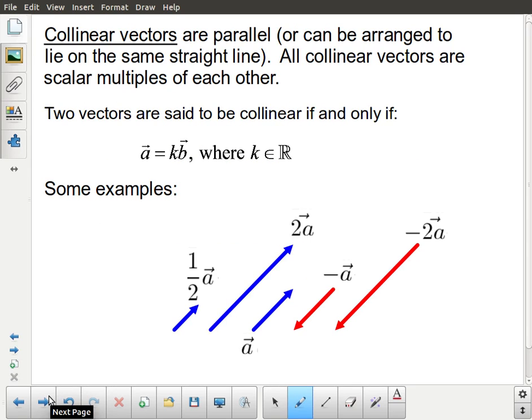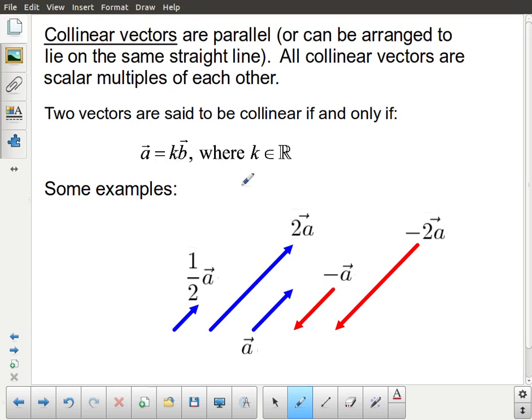Now when we talk about these vectors, all the vectors I just showed you except for the zero vector are considered to be collinear. And the reason why I excluded the zero vector is because when we talk about collinear vectors, we're talking about parallel vectors. So they can be arranged to lie on the same straight line. The zero vector has that kind of strange property that its direction itself is not defined, and so we can't say that it's collinear to any of these.